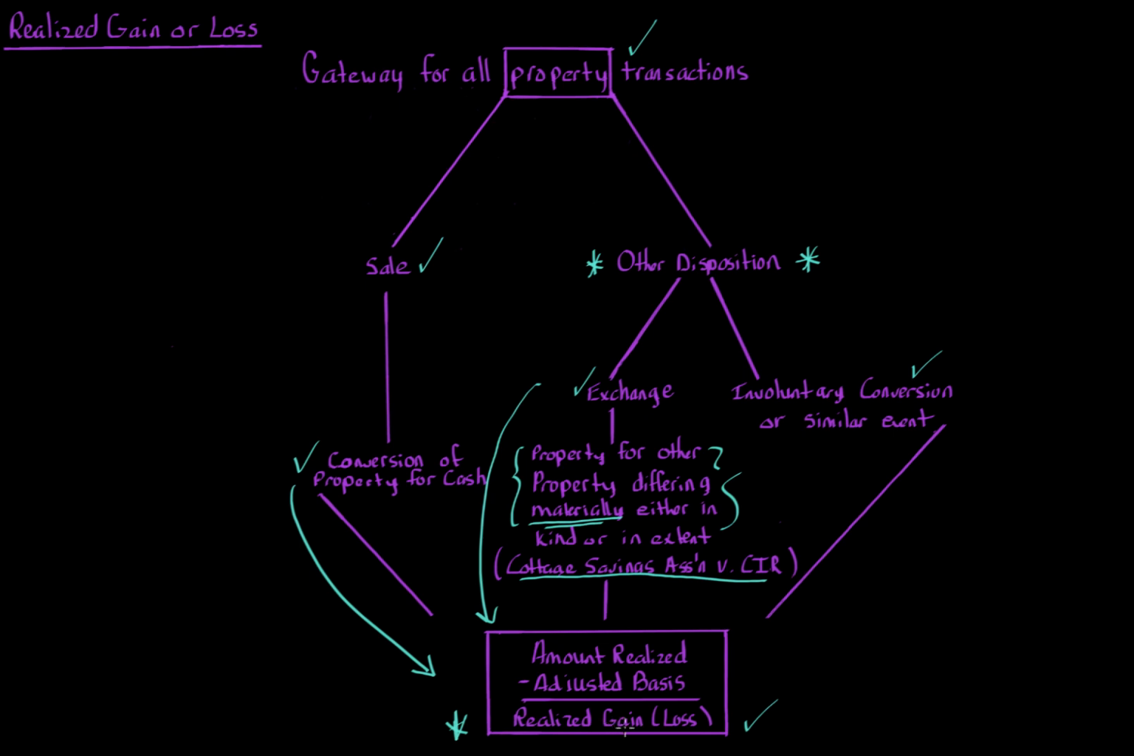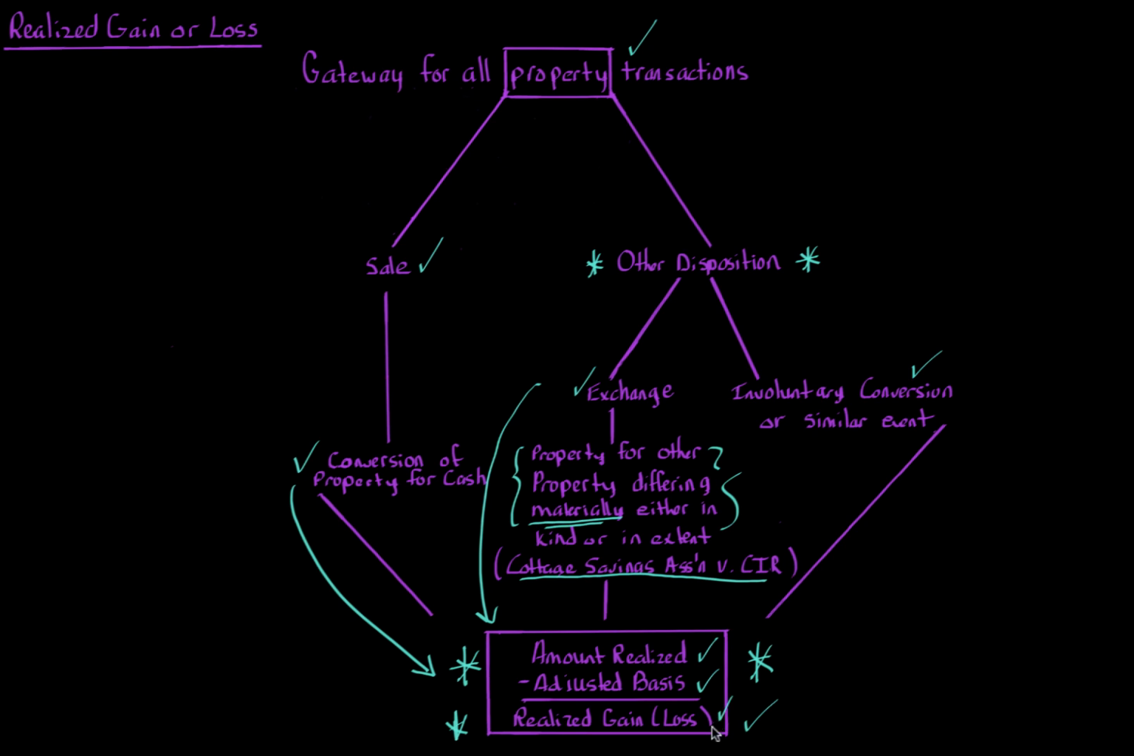To calculate realized gain or loss, you need to keep this formula in mind wherever you go when it comes to tax. This is probably the most important tax formula out there. The amount realized minus the adjusted basis gives us a realized gain if it's positive or a realized loss if it's negative. Those terms themselves are defined.